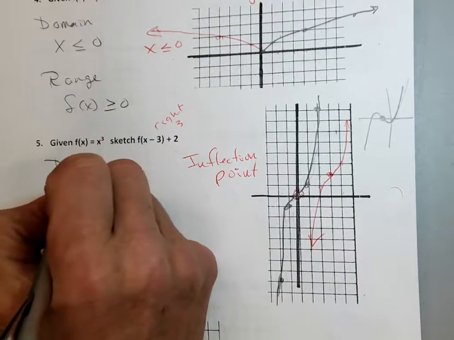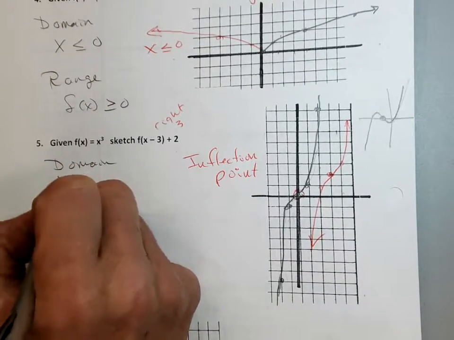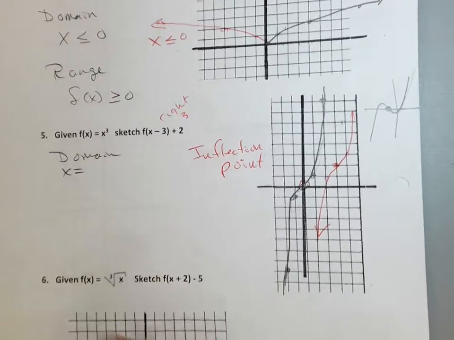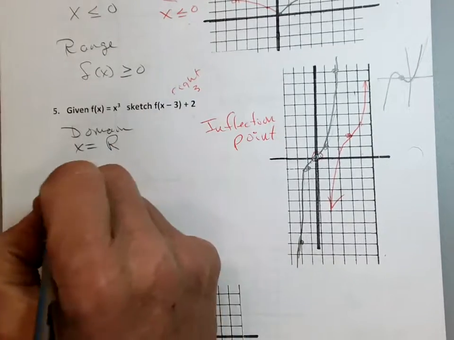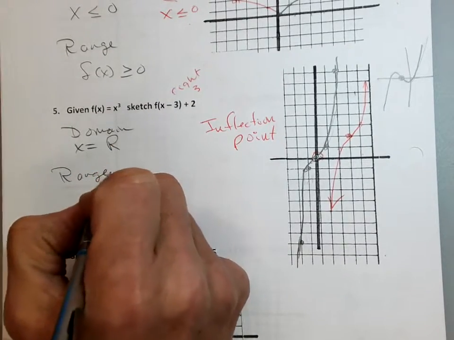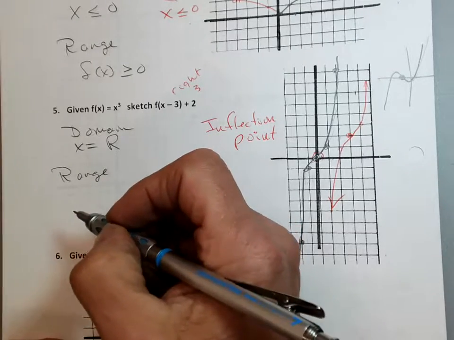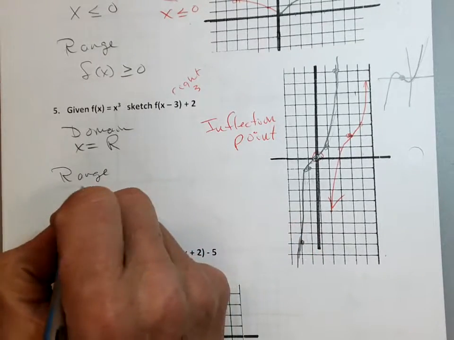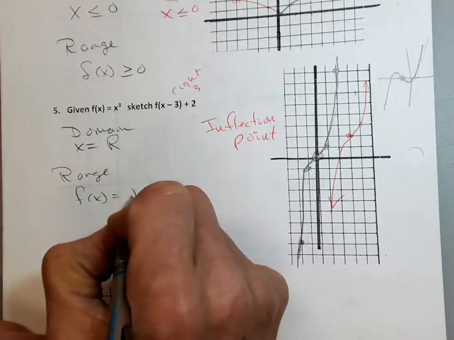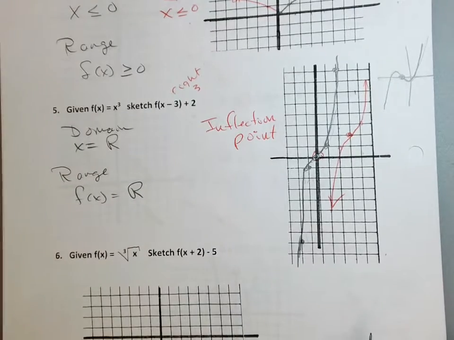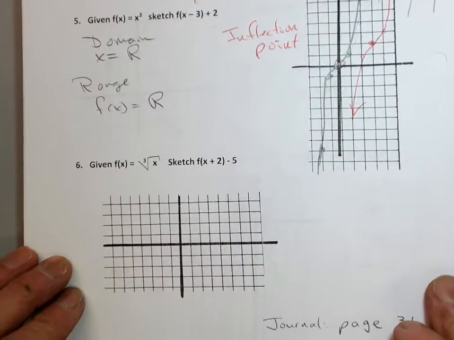Domain. How wide is this graph? Domain is what? All real numbers. Range. Should be easy. Range. How tall is it? All real numbers. Yeah. F of x equals all real numbers. Okay, good. Almost done. Okay, we'll look at our journals.